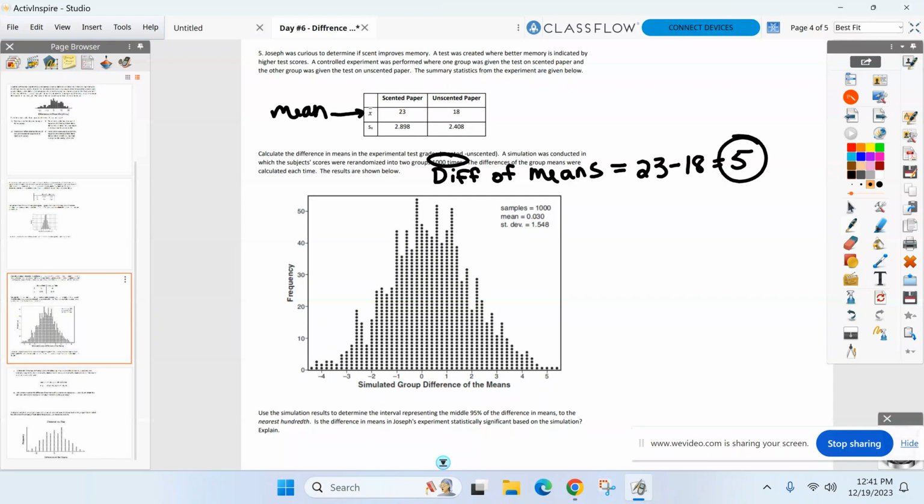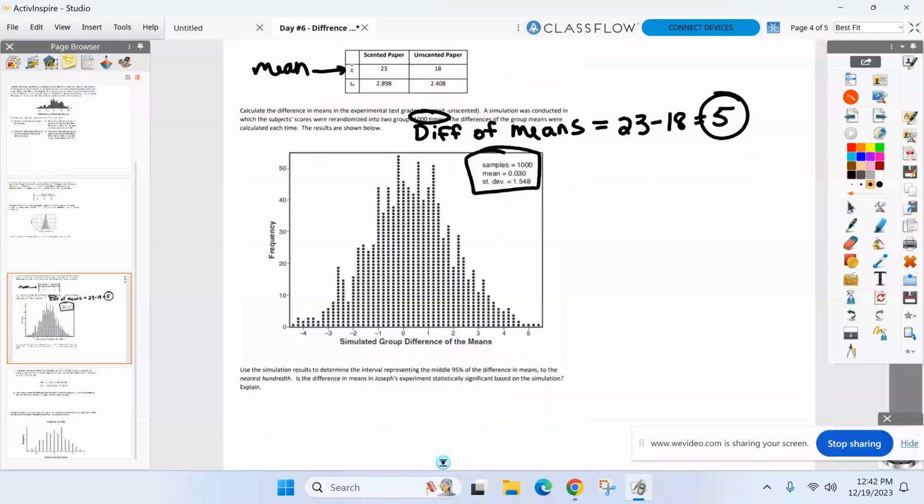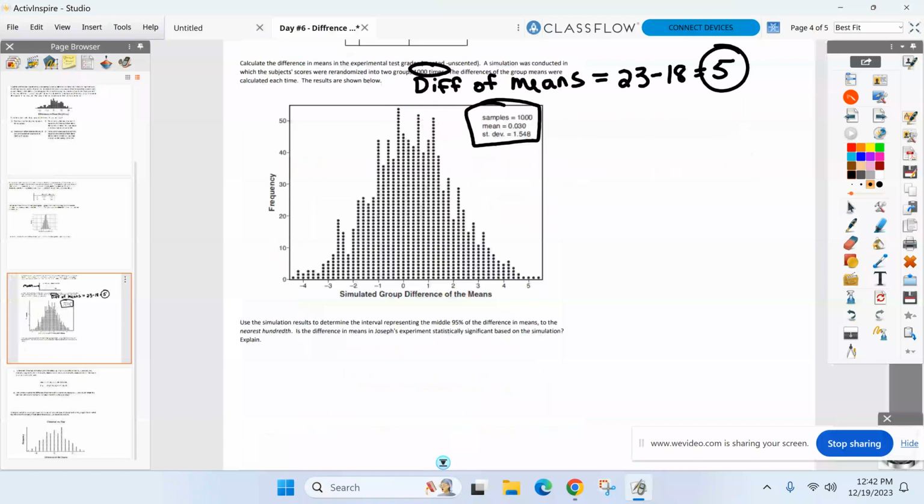So how do I test if our difference is significant or not? We find that confidence interval we've talked about the last 2 days. All right. So help me. I've given you some information on the top corner like I usually do. Help me find the confidence interval. And that's what we're going to do here. Determine the middle 95% in the difference in the means. So you guys help me. How do I find the CI here?